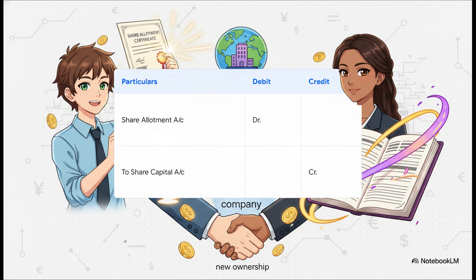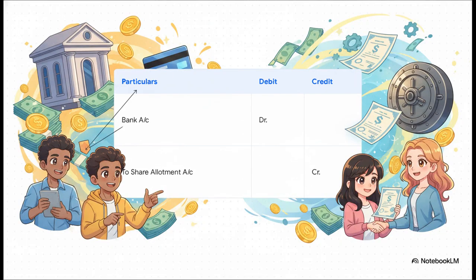This isn't a temporary account anymore. This is the permanent record of ownership. This entry is what legally creates that new slice of the company pie. Next up, the company actually needs to receive the money for this stage. So when the shareholders pay, the company's bank account gets another debit, another boost to its cash. Then, the share allotment account is credited, which basically cancels out the IOU we just created.